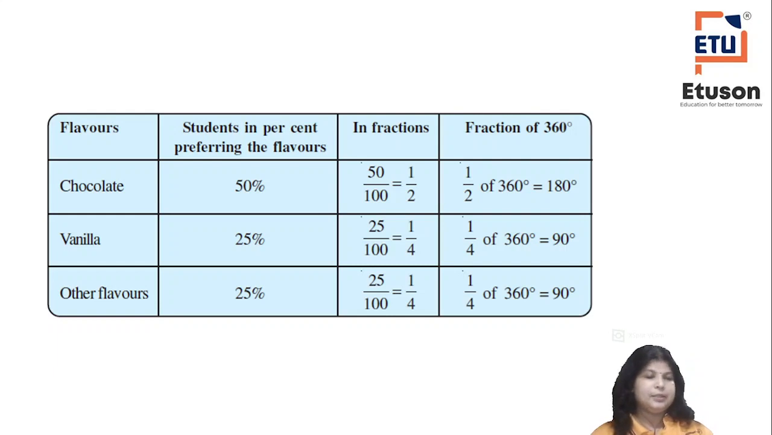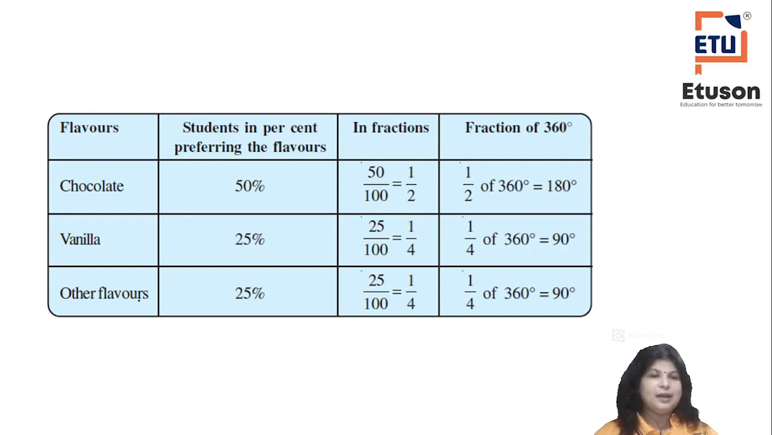So this is the table representing how you can find out the fraction and the corresponding angle. So for example, it is chocolate. So chocolate is liked by 50% of the students. So 50% when converted into fraction, that is 50 by 100, that is half. So half of the total angle 360 degree is 180 degree. Similarly for vanilla, the percentage of students preferring vanilla is 25%. So the fraction is 25 divided by 100, that is equal to 1 by 4. So 1 by 4 of 360 degree is equal to 90 degree, correct?